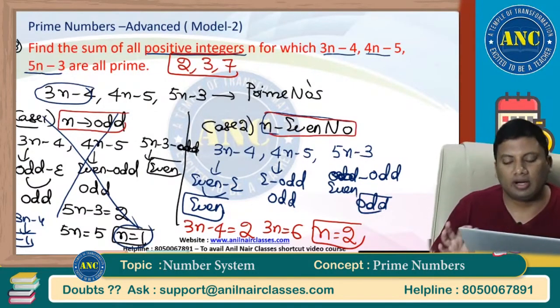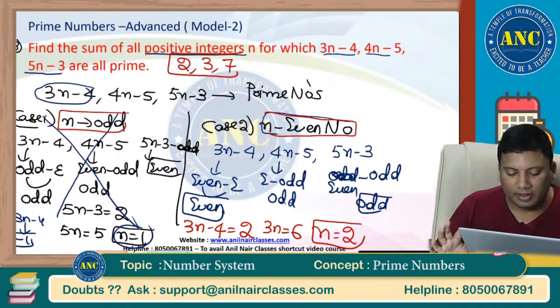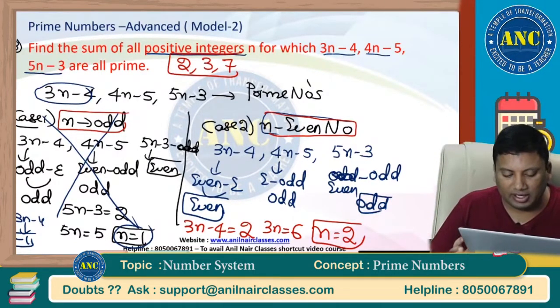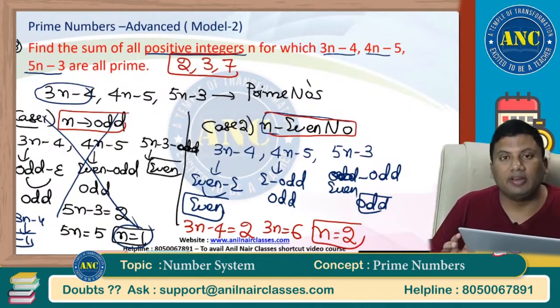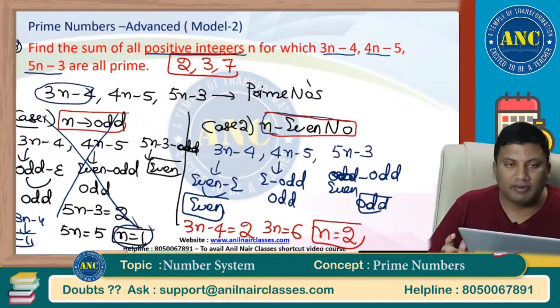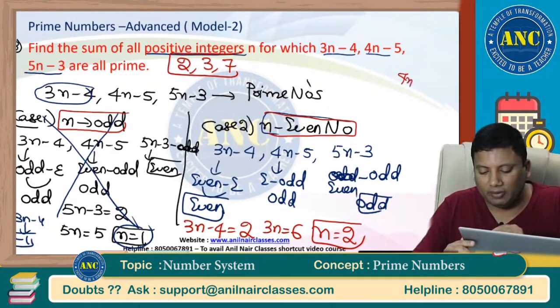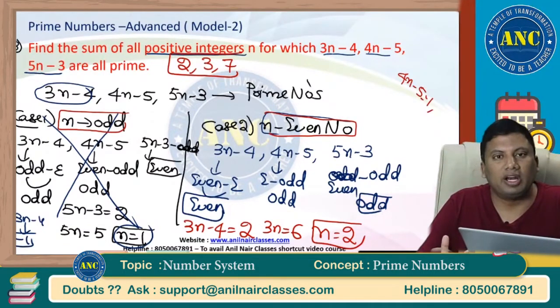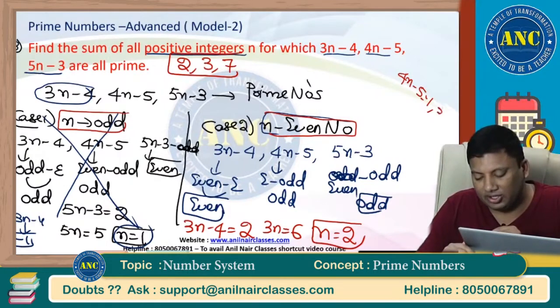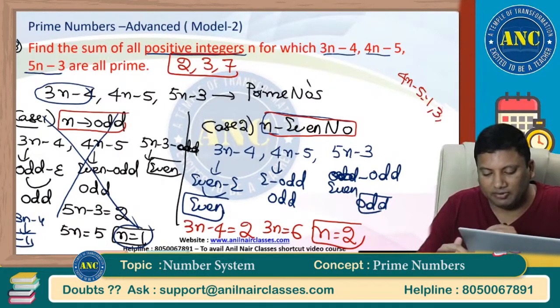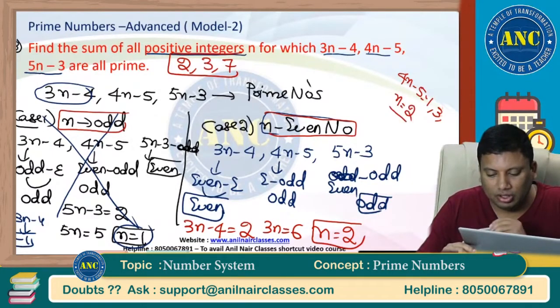N is an even number. If I take an even number, for example, 4n minus 5: even into even, and 5 is an odd number. Even minus odd is odd. Suppose I take 4n minus 5 as the odd number 1, then 4n is equivalent to 6 and n will be a fraction. If 4n minus 5 is 3, then 4n is 8, n is nothing but 2. In this case it is possible.